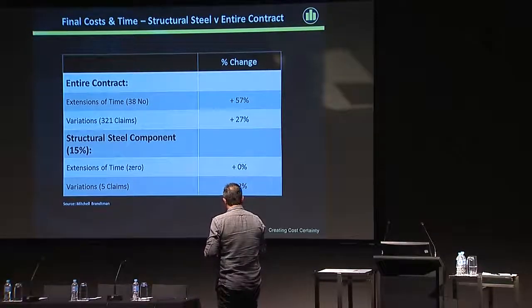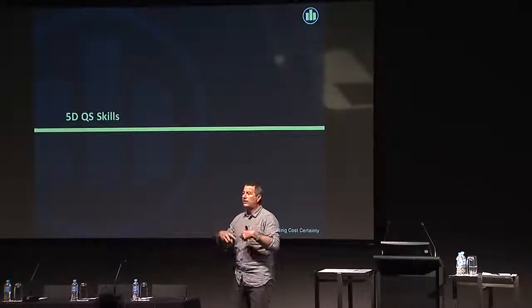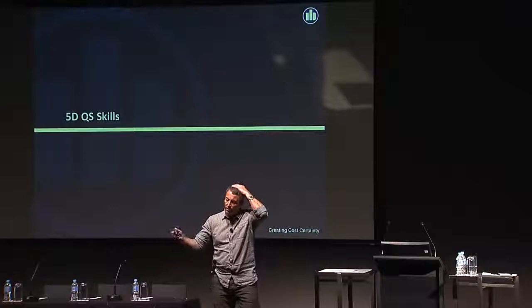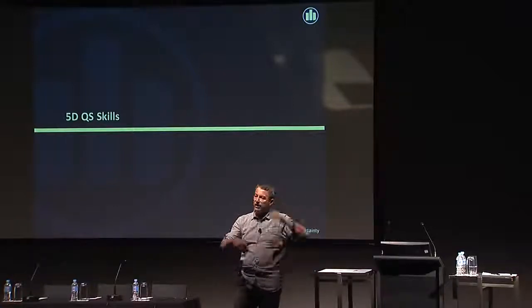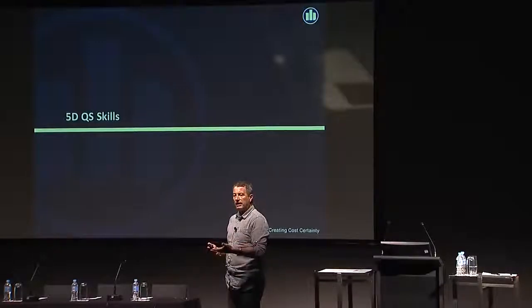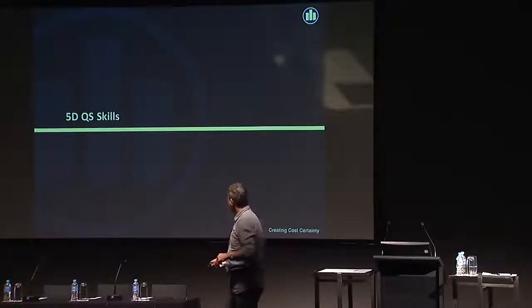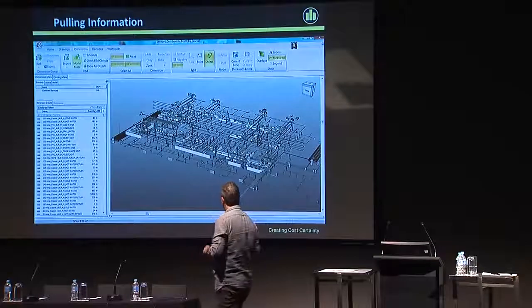So what I then did was turn to, well, as QSs, what can we do to make costs more certain? How do we head towards the 2% rather than towards the 27%? And this came out of a couple of things. First, sitting down and describing our workflow so that people knew what we were doing. And the other one was developing new skills. And first of all, I'd like to share with you what they are.